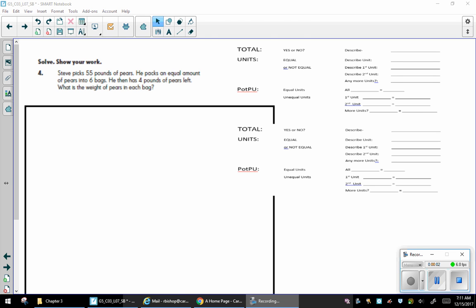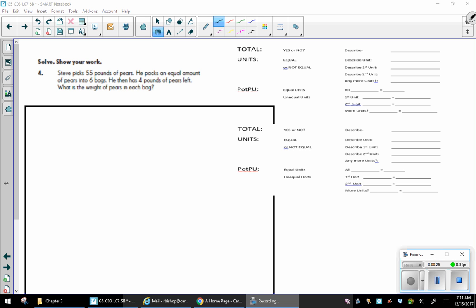Okay, this problem is also a multi-step problem. So we're going to look at this in a couple ways. We need to see that Steve picks 55 pounds of pears. He packs an equal amount of pears into 6 bags. He then has 4 pounds of pears left. What is the weight of pears in each bag?